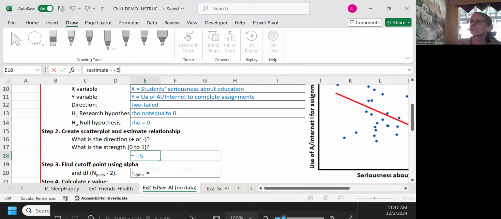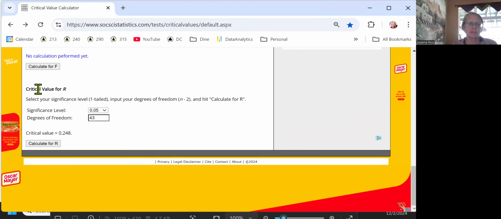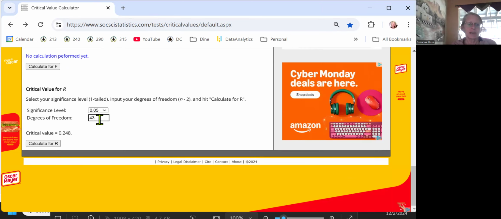So the next thing to do is to find the critical value. So here is the tool that we're using at this time. There we go. So here's our critical value tool. We scroll down to this critical value for R. I did type in the 43, but even though we have 0.05 significance, that's for a one-tailed test. So what we have to do when we have a two-tailed test is cut that in half. And half of 0.05 is 0.025. So I'm going to select the 0.025 here to find the cutoff point.